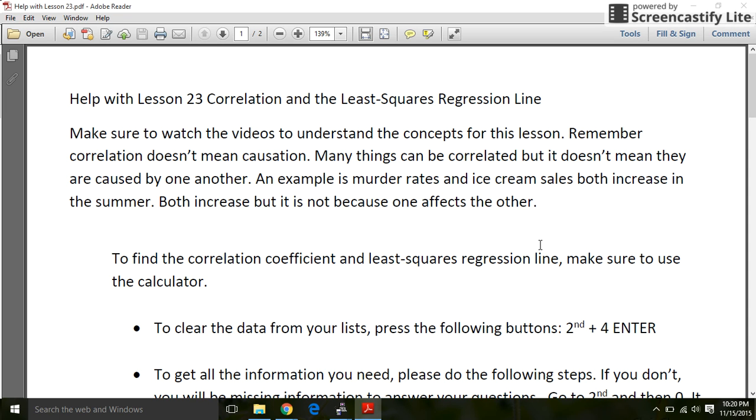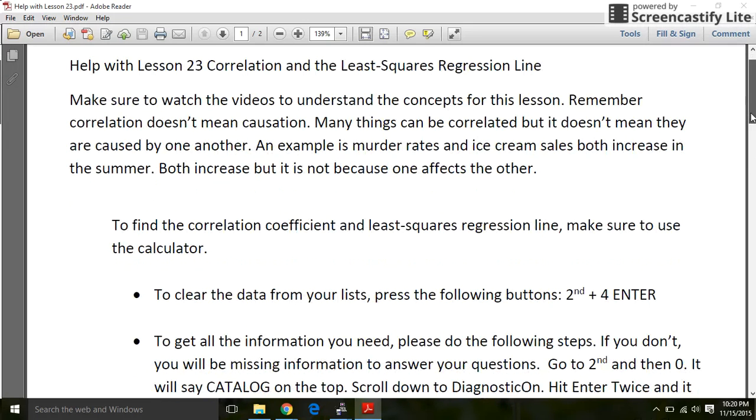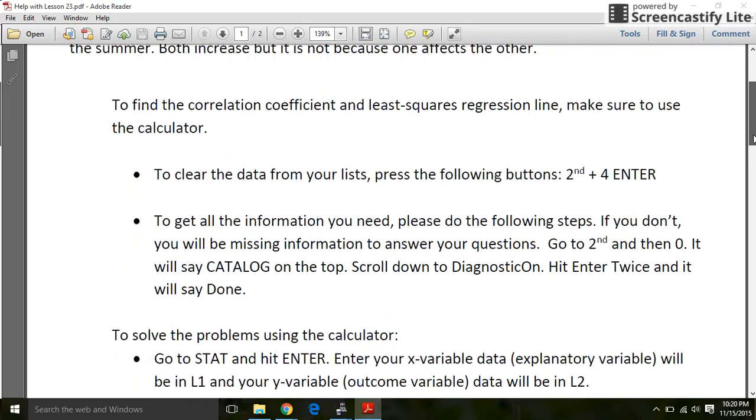We can see that things are correlated, which means they have a relationship with one another, but you can't say that it's caused by that. There are a lot of things that we can look at that increase at the same time, but they might not be related. So again, let's talk about some easy stuff.